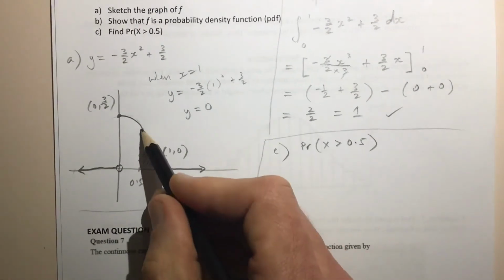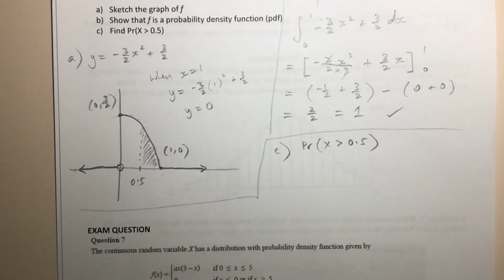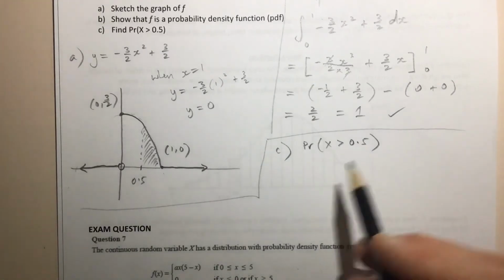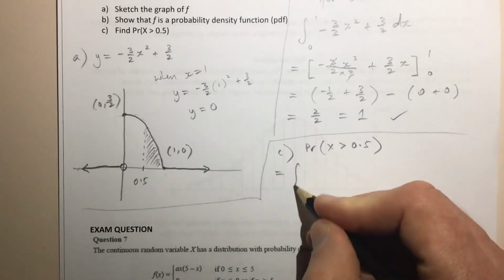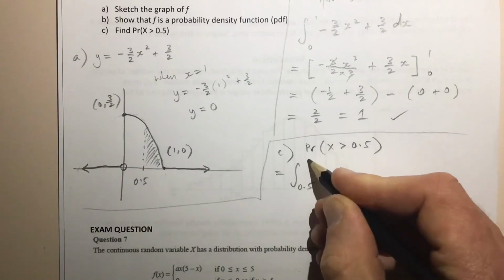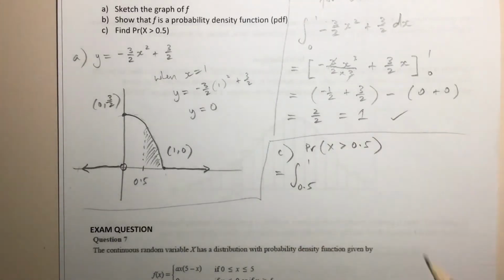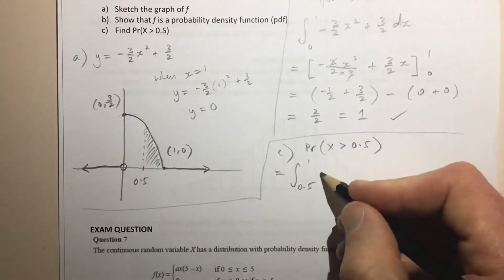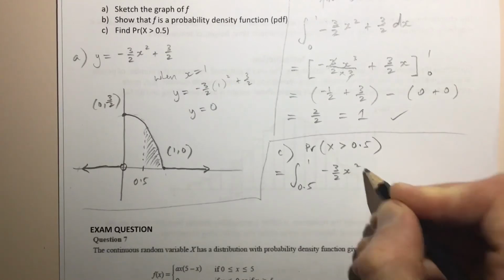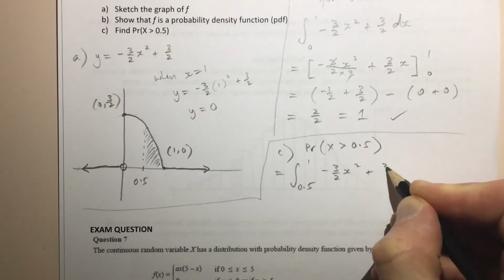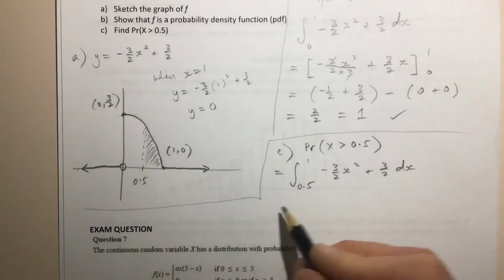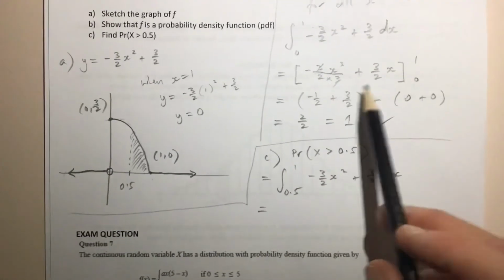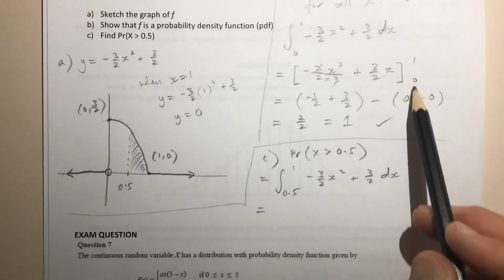Okay, and so again, key idea in this section is that the probability will be given by the area under the curve. So we have to antidifferentiate this function from 0.5 to 1. So the antiderivative of 3 on 2x squared plus 3 on 2 with respect to x. We already worked out the antiderivative before, so we know that the antiderivative is going to be the same. It's just the terminals that are different.